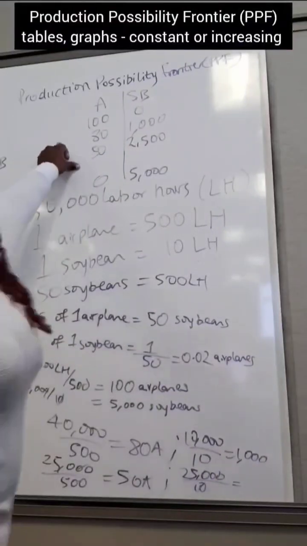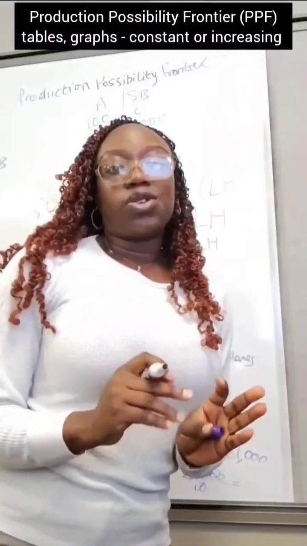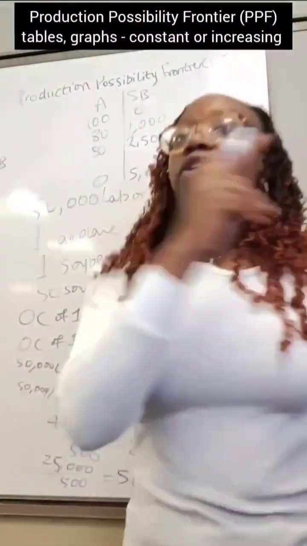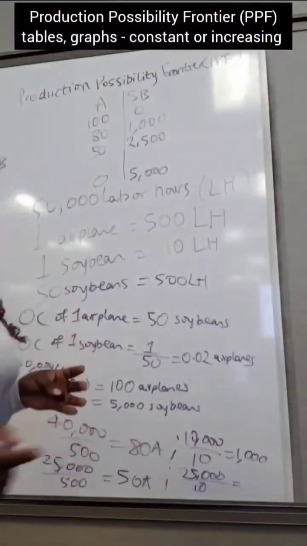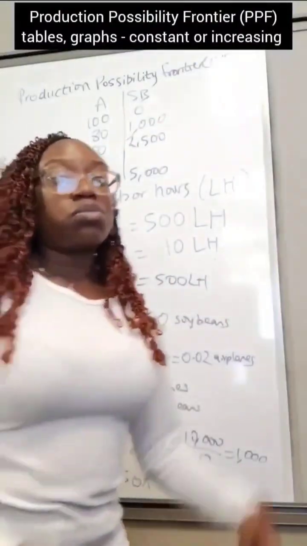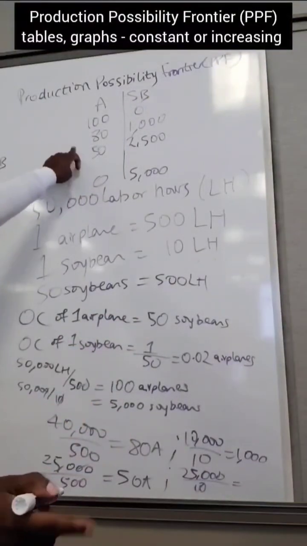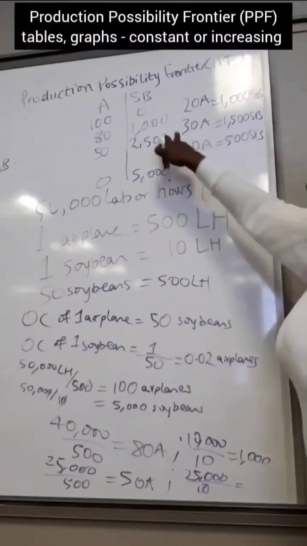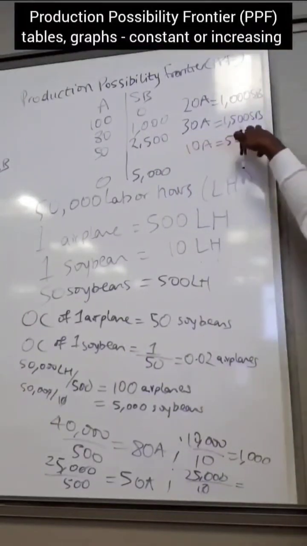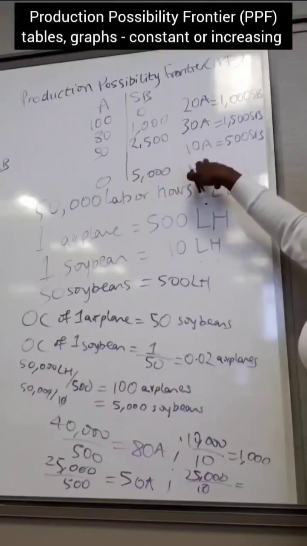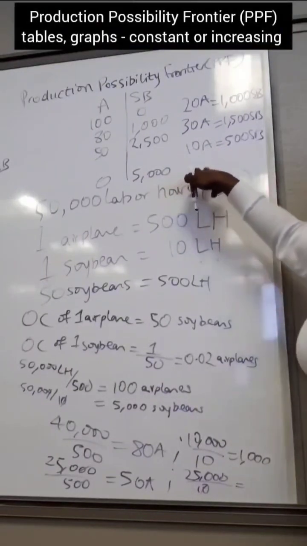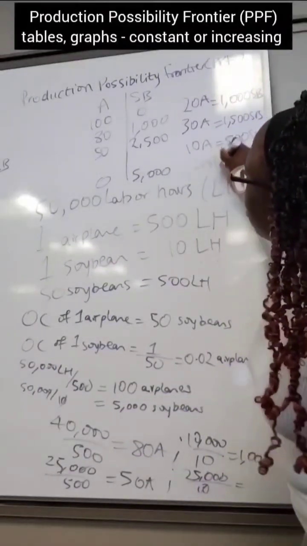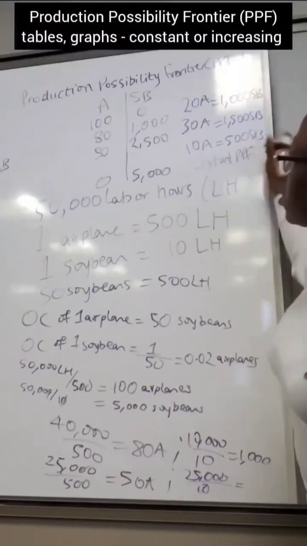How do you know if this is a constant opportunity cost or an increasing opportunity cost? Increasing opportunity cost means that to get more of one product, you have to give up more and more of the other. So if it was increasing, to get more soybeans, you would have to give up more airplanes. But let's check. You give up 20 airplanes to produce 1,000 extra soybeans, or you can look at it as giving up 30 airplanes to produce 1,500 extra soybeans. Basically, for each 10 airplanes you give up, you produce an extra 500 soybeans. So this is a constant PPF.